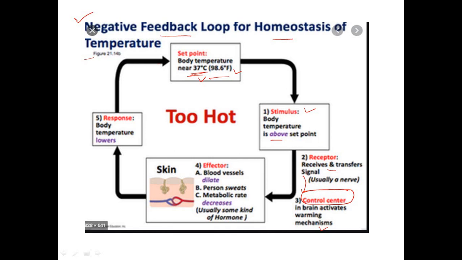Okay. What happens? Effector blood vessels dilate, the person sweats, metabolic rate decreases. Usually some kind of hormone plays a role in this vasodilation. Then the skin cools down the body due to the sweating mechanism, and body temperature lowers and regulates to the normal temperature, that is 37 degrees Celsius. Okay.